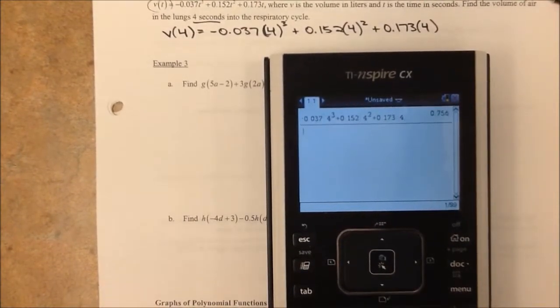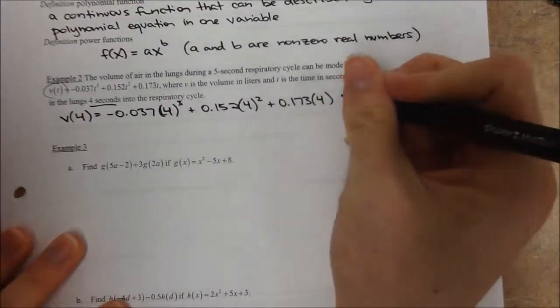Okay, when you hit enter, it'll give you a decimal approximation. So it is about 0.756.